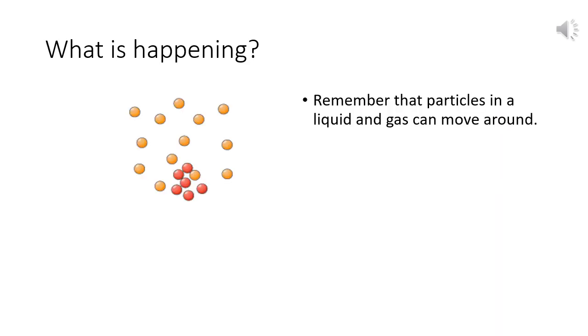So let's recap what diffusion is. So what is happening here? We've got some different coloured particles. What you need to remember is that particles in a liquid can move around and particles in a gas can move around. You might be thinking, why can't particles in a solid move around? Well, if you look back at your notes on what the particles in a solid look like, you remember they're really tightly packed. They actually can't move over one another, so they aren't able to move. They've got no space.